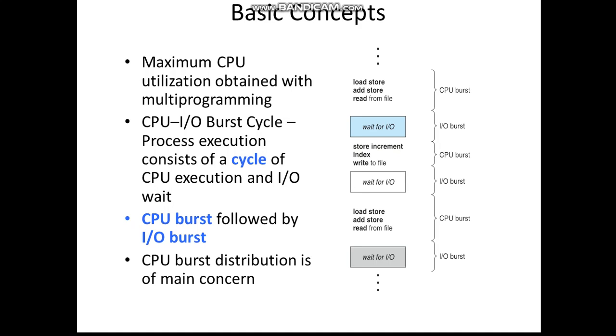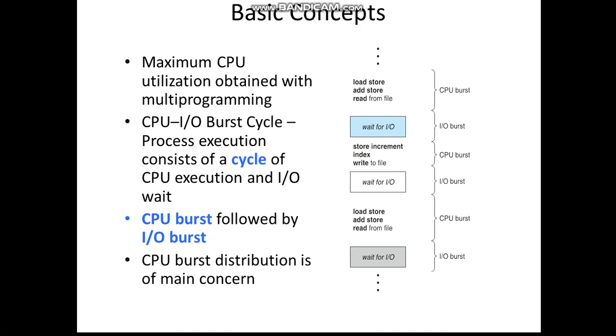As we know, every program to be executed has to be loaded onto the main memory. It should make use of resources like files, registers, I/O devices. So in between it undergoes a CPU cycle and an I/O bus cycle. Every process execution consists of a cycle of CPU execution, I/O cycle and wait time also. So we need to take care of maximum CPU utilization by means of multi-programming.